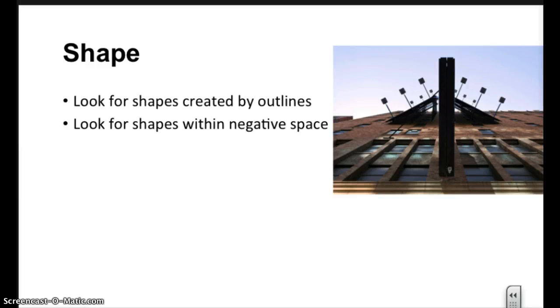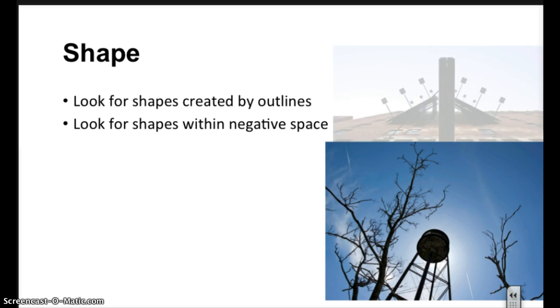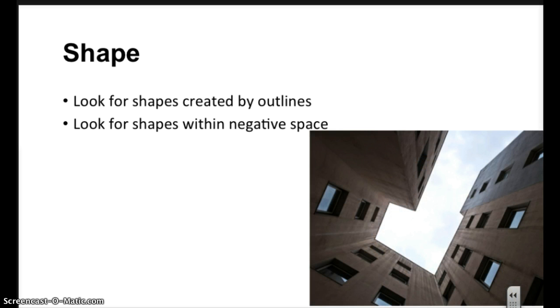And so with shape, we need to know what to look for. We're going to talk about looking for shapes created by outlines as well as shapes that are created within negative space. Particularly in a busy city environment, isolating a subject's unique shape is an effective way to create an image with dramatic impact. There are numerous areas to locate shapes. There's, of course, the obvious, which is the shape of an object, but also consider digging deeper by looking for shapes that are created not only by outlines, but also by negative space.